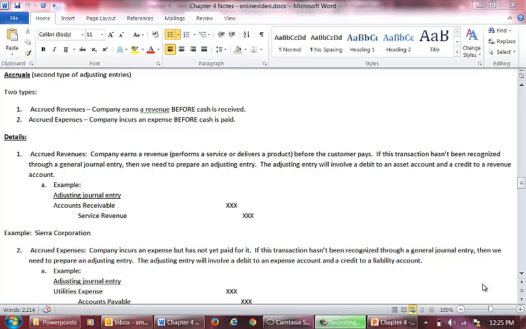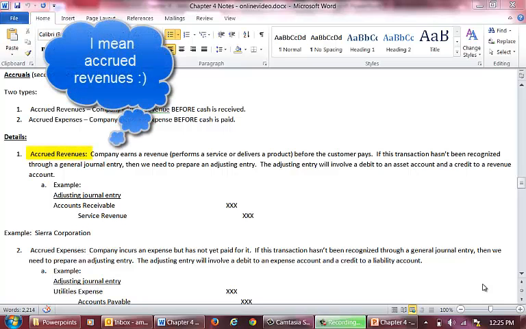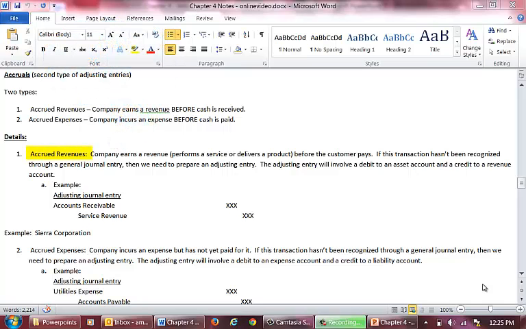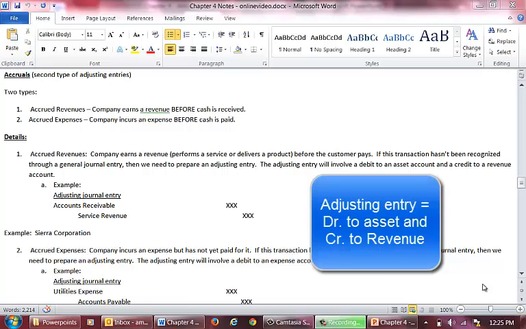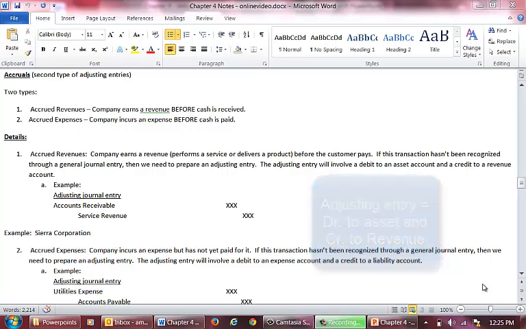Now let's talk about the specifics of accrued revenues. Again, a company earns a revenue before the customer pays. If the transaction hasn't been recognized through a general journal entry, then we need to prepare an adjusting entry to record it. The adjusting entry would involve a debit to an asset account, such as accounts receivable, and a credit to the applicable revenue account, such as service revenue.